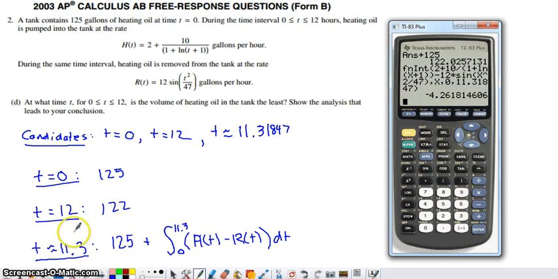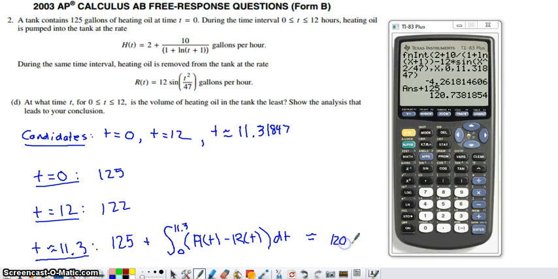So the amount in the tank after 11.3 hours is going to be that value plus the amount that we had in the tank initially, which gives us about 120.738. So this is the one that I'm going to take to 3 digits of accuracy. Let's just make sure that we answer this accordingly here. At what time from 0 to 12 is the volume of heating oil in the tank the least? Well, since this is the smallest number of gallons we see at any of our candidates, the time when the amount of oil in the tank is the least is at this time.